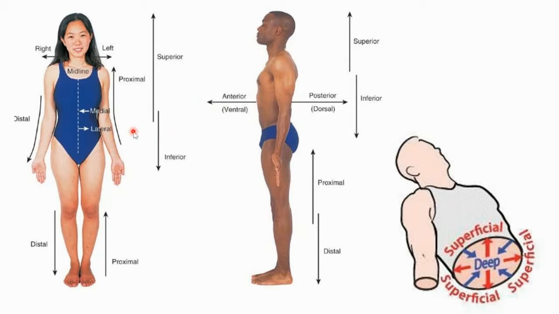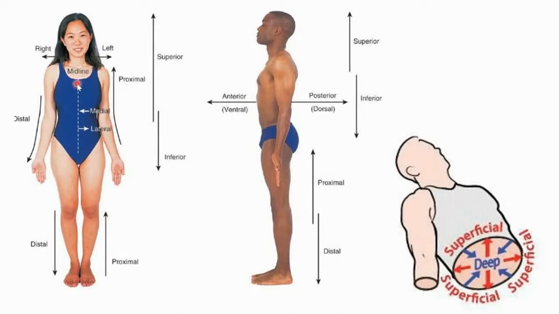Sometimes when we're comparing structures in the body, the best way to talk about them is one is kind of toward the middle of the body, and one is more toward the outside of the body. If there's something that's definitely farther over to the left side or the right side than the other, that's the way that's easiest to compare them.